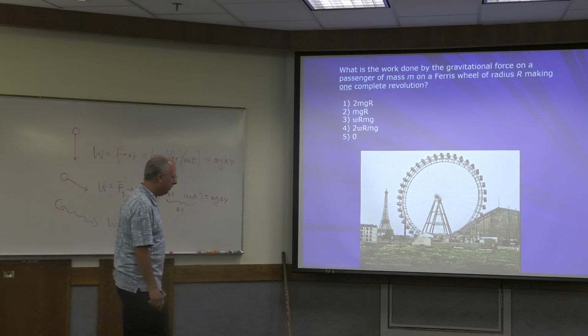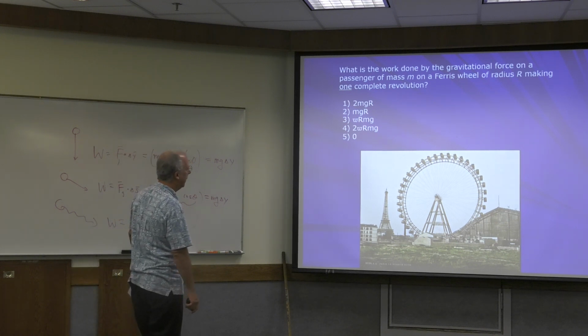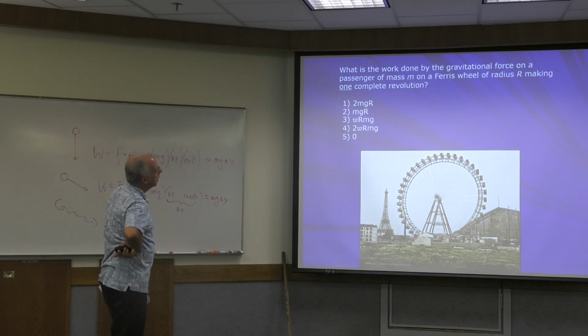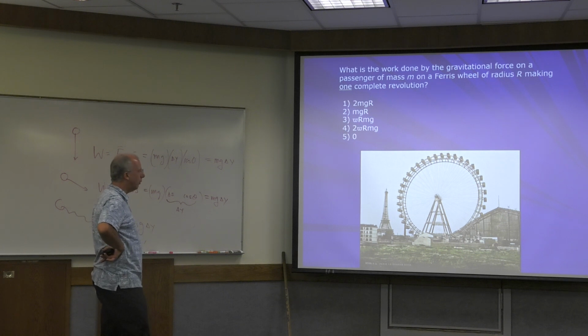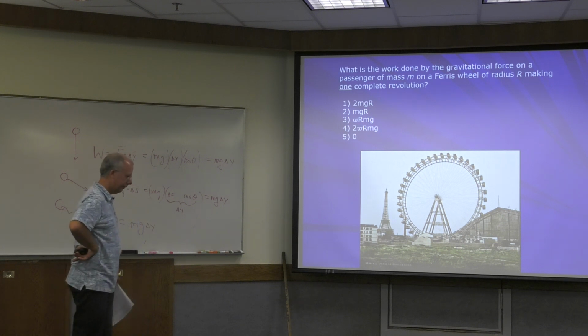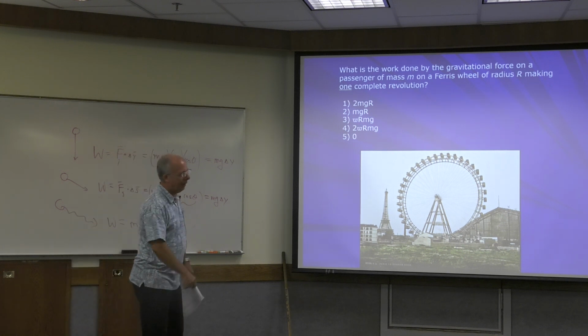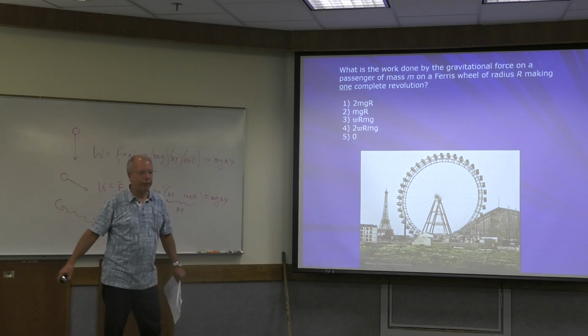Okay, one more. Wow, this is cool. What is the work done by the gravitational force on a passenger of mass m on a Ferris wheel of radius r making one complete revolution? So pause your video and figure it out.